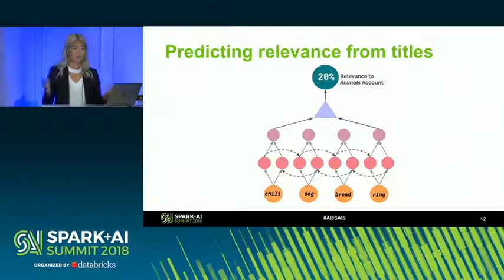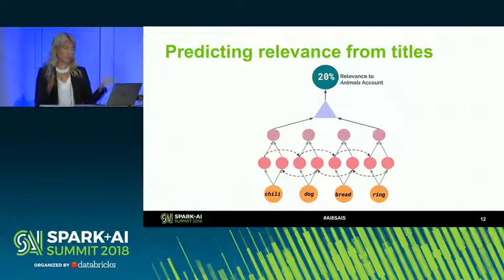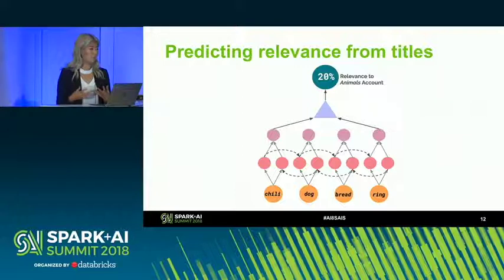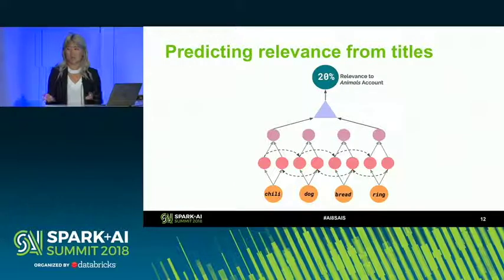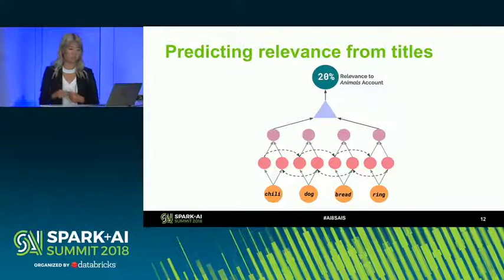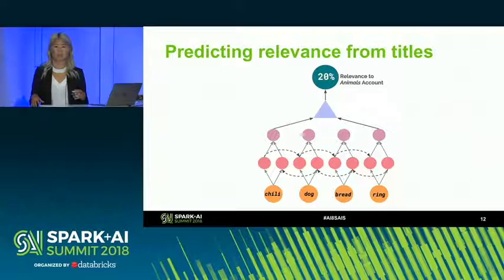So this is a very simple diagram of what the model looks like. You feed in a title. In this case, the post is "chili dog bread ring," and this is a recipe post. We have a lot of recipe posts. You feed this in, and the model will assign a probability that it's relevant to our animals channel. Our animals channel is a feed of cute animal content for animal lovers.